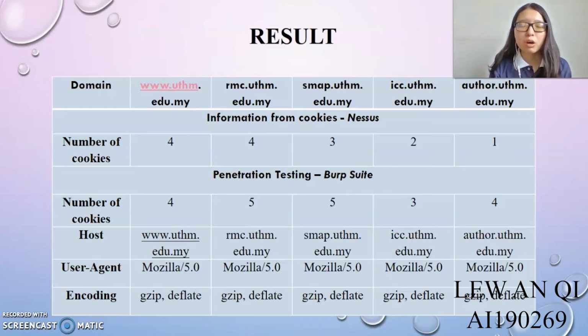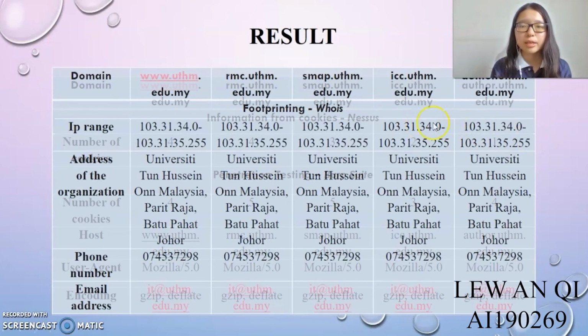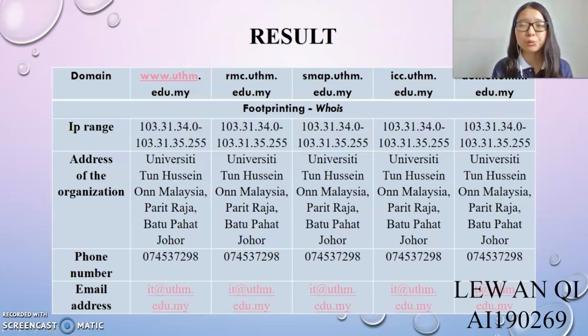And the host name we obtained during the penetration testing is the same as the domain name. The next part is fingerprinting, which uses WHOIS to gather the information of the owner of the domain. So we can gather the IP range, the address of the organization, the phone number, and the email address. Because all the domains are in the same LAN, they have the same owner, so all the information is the same for all domains.